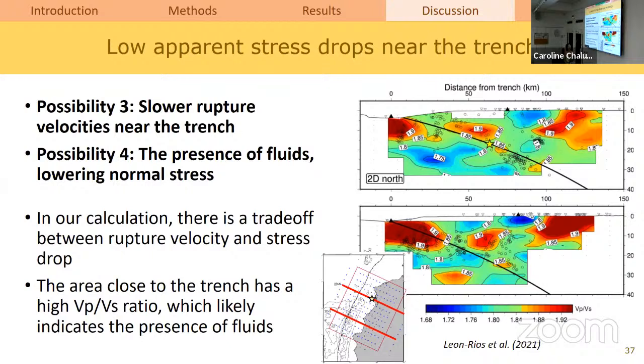On the other hand, the other possibility is the presence of high pore fluid pressure near the trench that would lower normal stress, and so it would lower the stress drops near the trench. For that, this is a tomography section by Leon Rios et al. that shows quite clearly that we have high VP-VS ratios near the trench. And this is an indicator that we likely have a lot of fluids in this region.